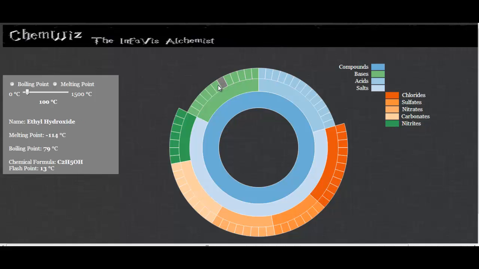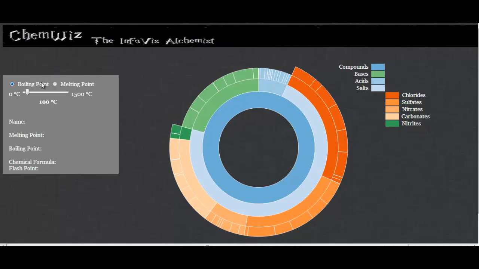Details can be viewed by hovering over a compound. Initially, all compounds have equal areas since no property is selected. Once a property is selected, the sunburst filters out to show only those compounds whose selected property value is greater than the value on the temperature control slider.